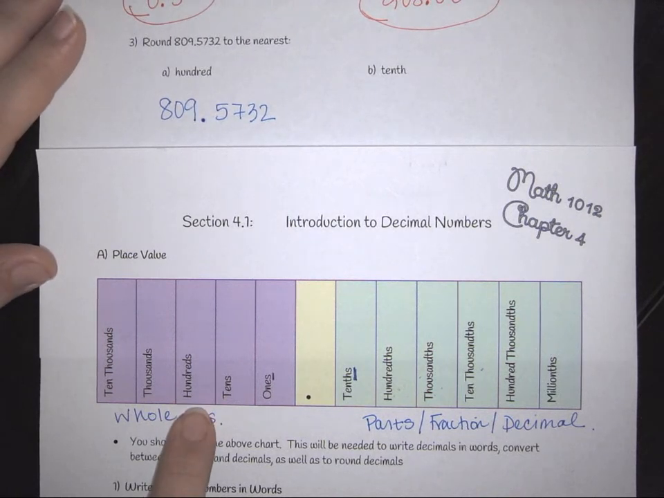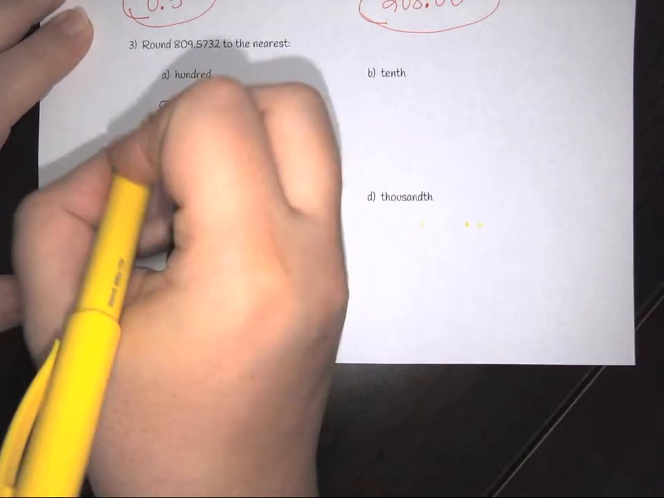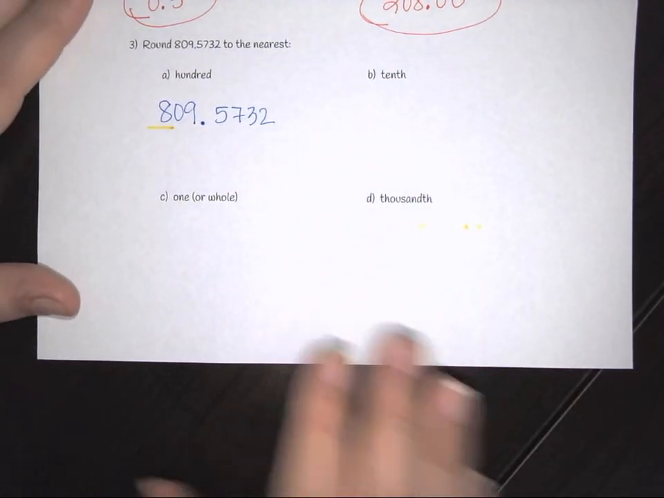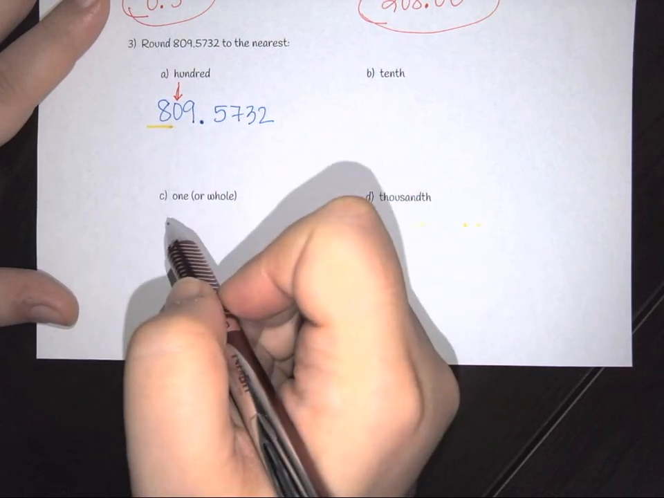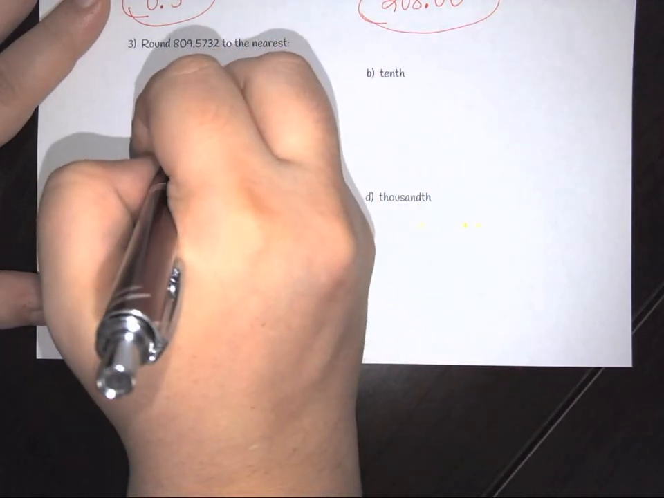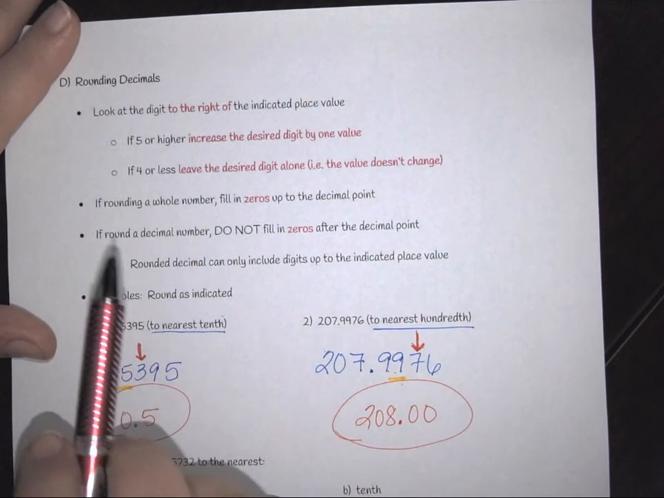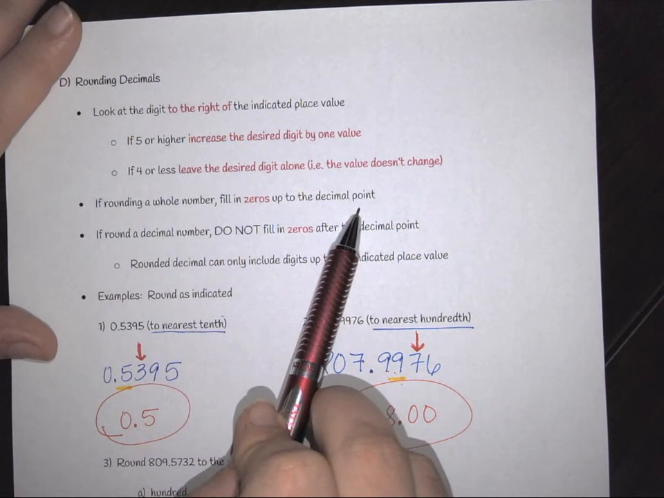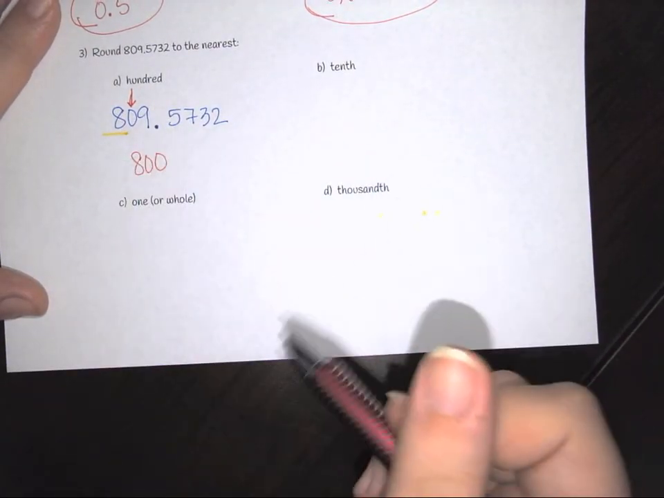So in order to round to the third spot, what that means is that I am looking at this place right here, the 100. So the rule is going to be the same. It still says you look at the spot directly to the right of it. So this is a 0. Well, 0 is clearly less than 5, which means this whole number becomes 800. Now remember the rule that says if rounding a whole number, fill in the zeros up to the decimal point. So because we wanted the 100, that's why we put these 2 zeros back in. Okay.